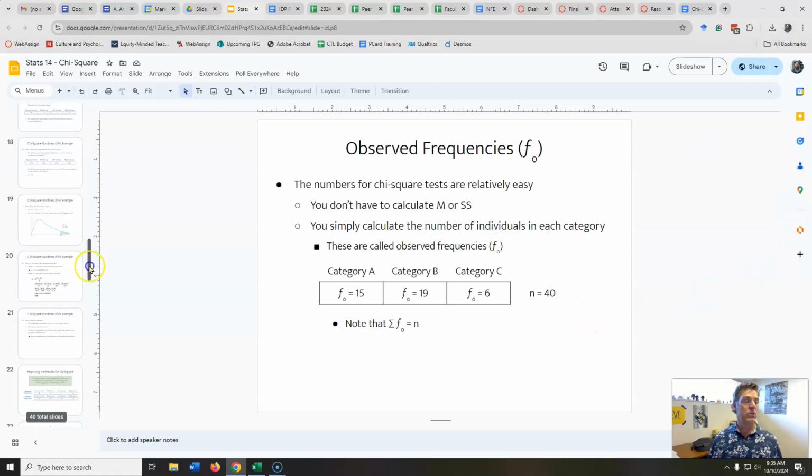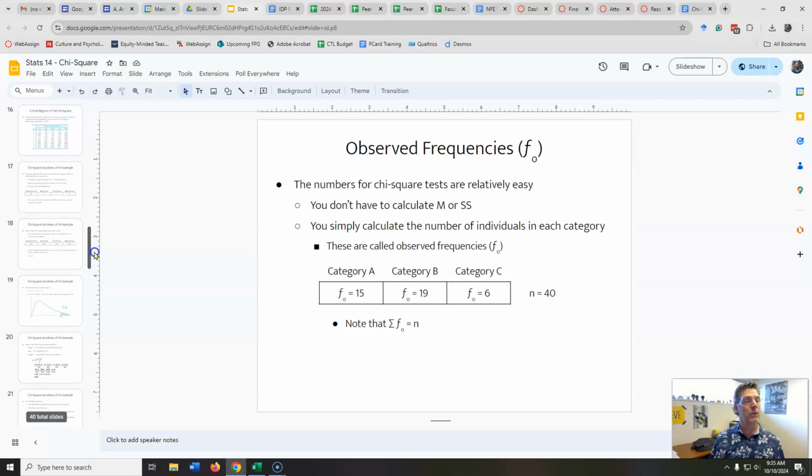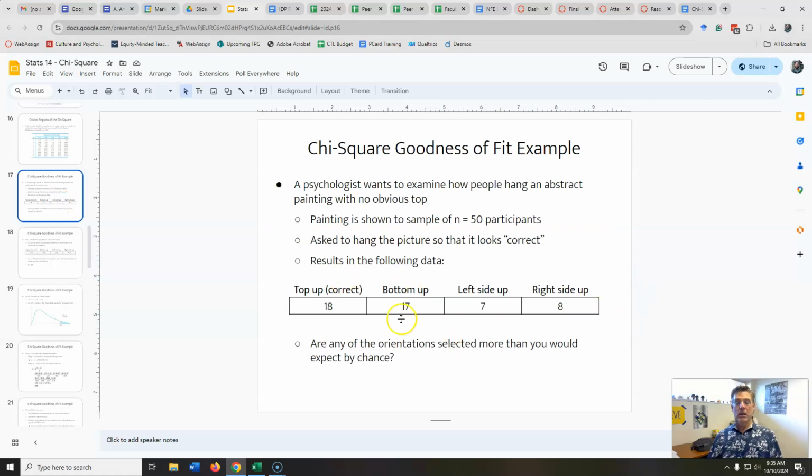Whereas when we get to the chi-square test for independence, let's see, here's another example of a goodness of fit. Here's one that we walked through. This is how people hung a picture. We had a group of 50 participants hang this picture. There were 4 different ways they ended up hanging it. That's the data that you get. Based on that data, we see just one row. That's a goodness of fit.